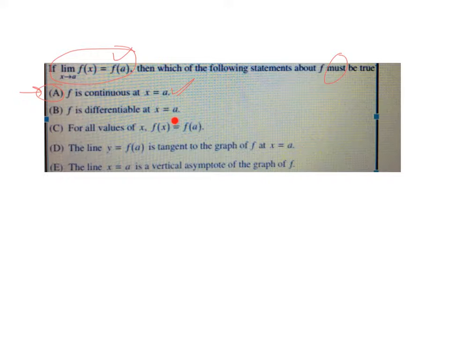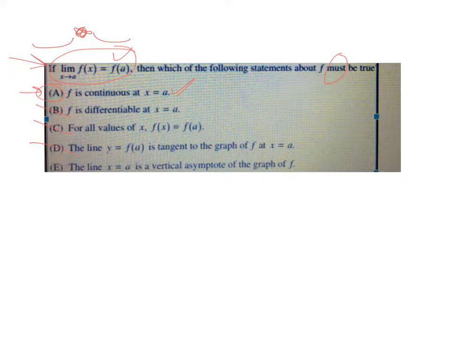F is differentiable at x equals a. Not necessarily true. You can be continuous and not differentiable, so that's out. For all values of x, f of x equals f of a. That doesn't even make sense. No. The line y equals f of a is tangent to the graph of f at x equals a. This has nothing to do with the derivative. This is just saying that the limit from the left and the limit from the right is equal to the function value. So this says nothing about the derivative, so no.